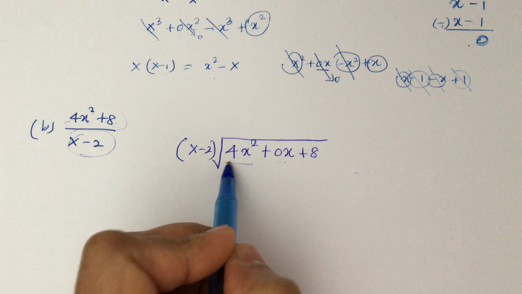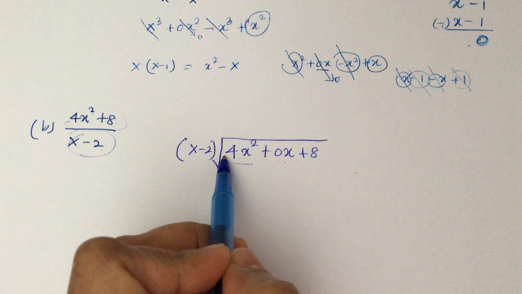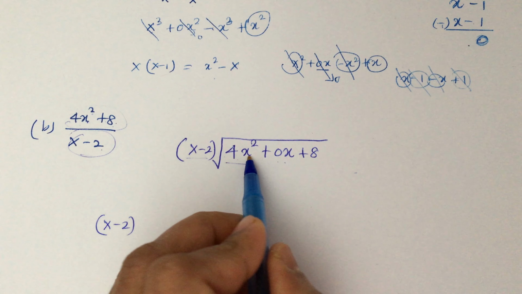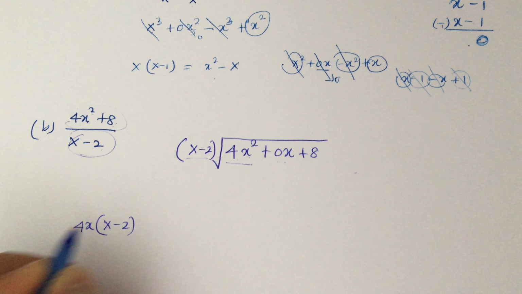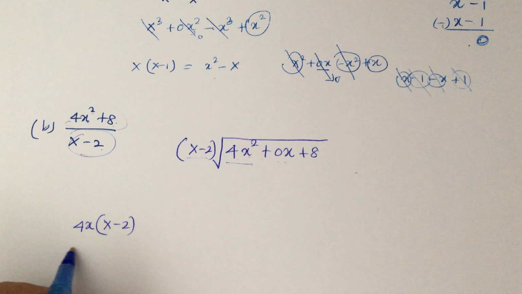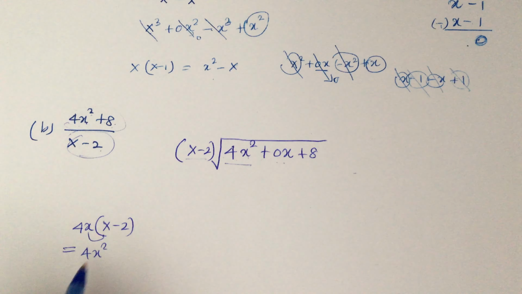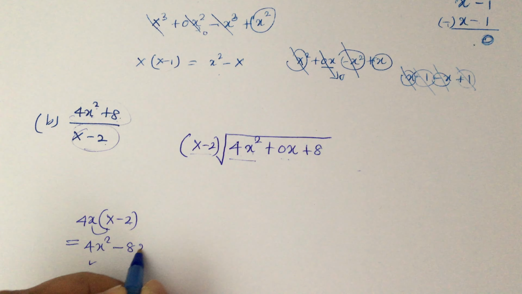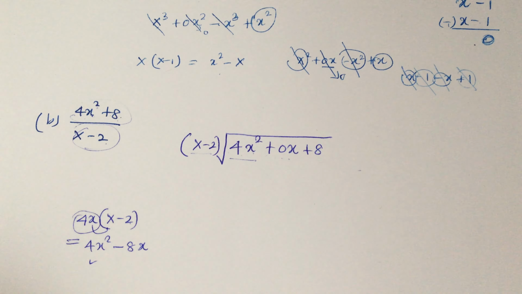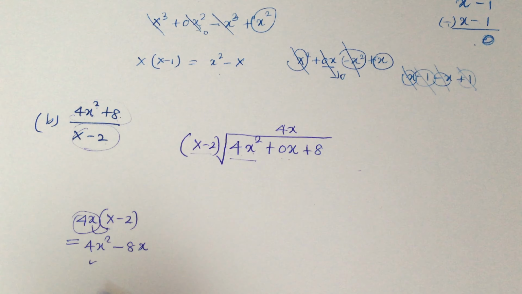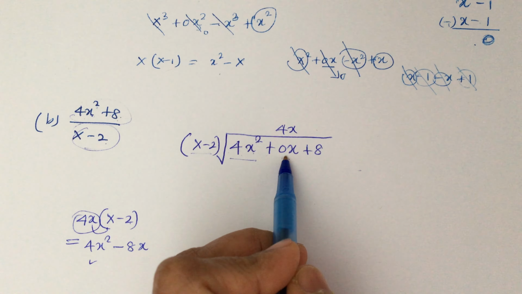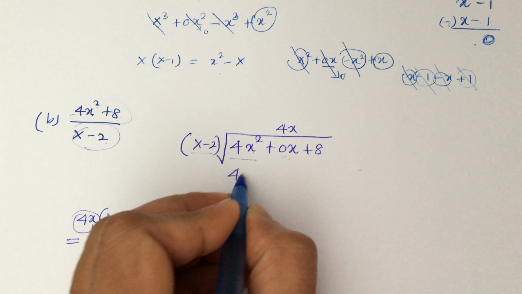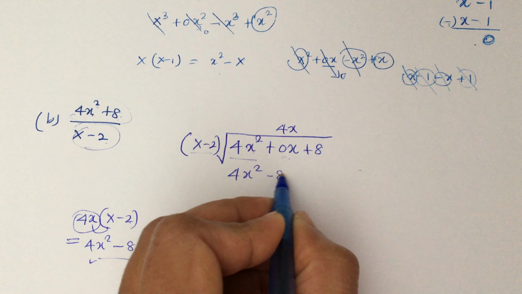Then divide by x minus 2, right? Let's look at the first term. It's 4 times x squared. How do you get 4 times x squared using x minus 2? I should multiply by 4x. So 4x gives you this 4x squared. And for the other term I have negative 8x, so I have to multiply by 4x. I'm going to write 4x over here, over the linear term. And then multiplying this, you get this one, so I'm going to write down 4x squared minus 8x over here.